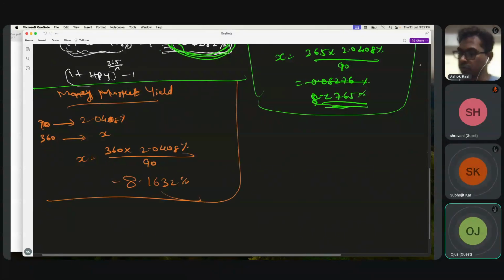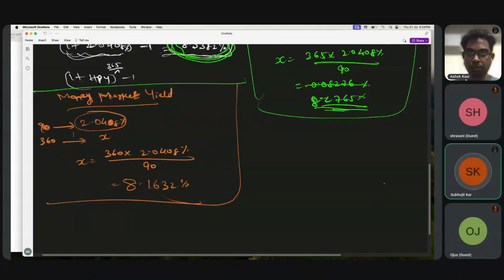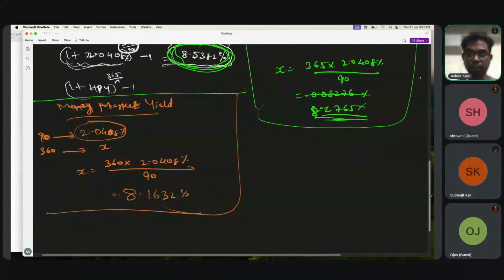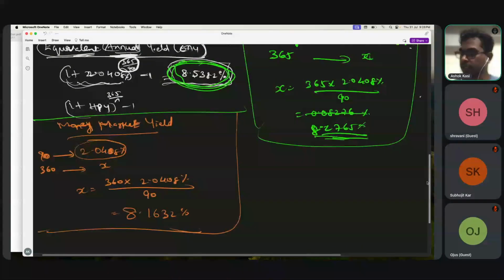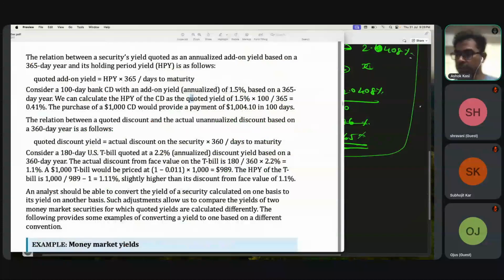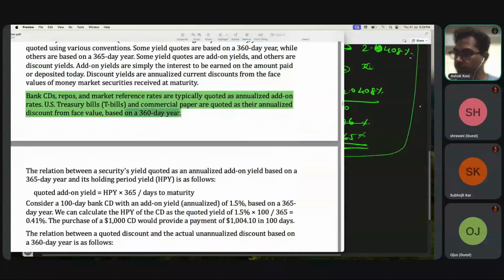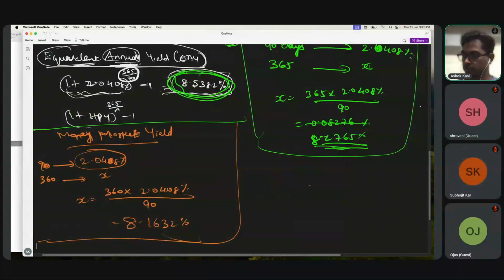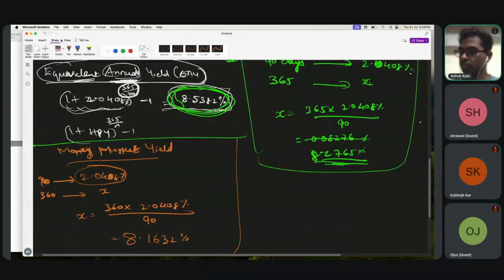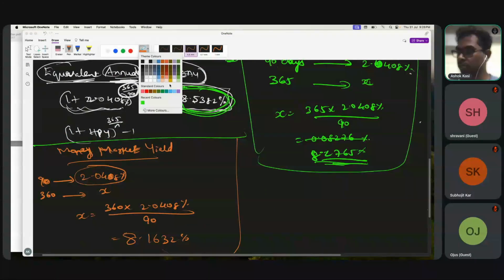So what did I do? I took the holding period yield as the base. You only changed the number of days: instead of 365, I will change it to 360, and the rest is all the same. For less than a year, 360 is the norm for money market, like treasury bills, 360 days. See here it is mentioned. So you have to remember all these characteristics.